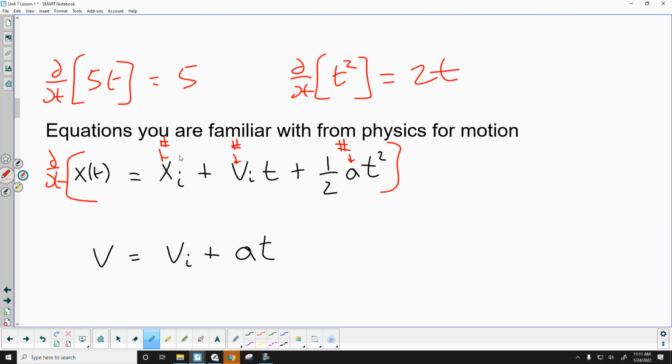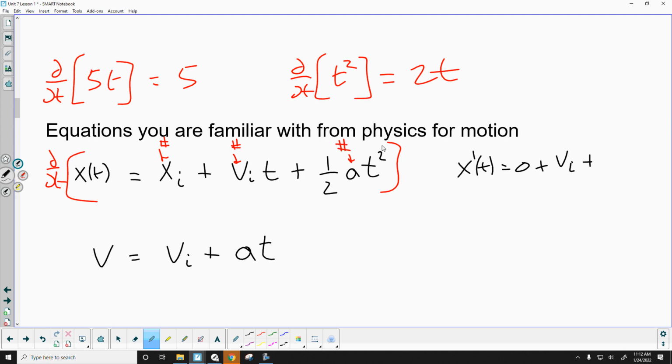All right, let's take the derivative of this. We got x sub i, which is just a number. So what's the derivative of a number always? 0. All right, so I'm going to start x prime here on the left equals 0 plus. vi is a number, it's another constant. So it could be 5. And what's the derivative of 5t? 5. So what's the derivative of vit? vi, very good.